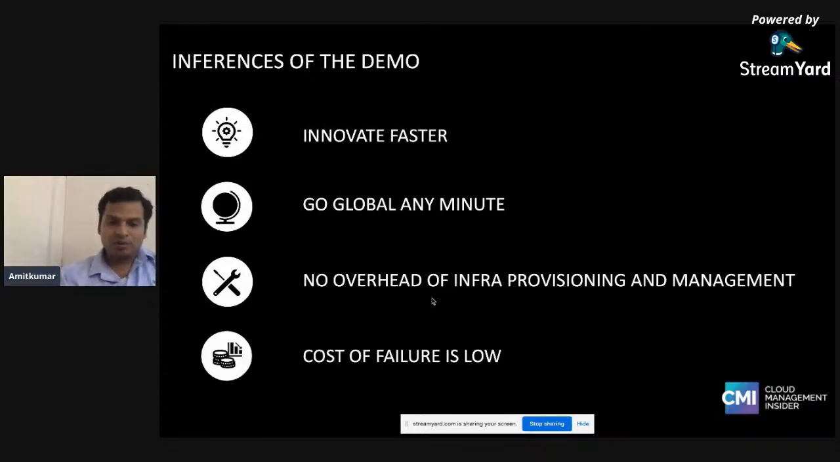Cost of failure is low. Let's say the chatbot that I created, if this was to be created on premise, first of all I would have paid rent for an infrastructure server, procured the licenses, or probably I would have gone for an open source to cut down the cost. And then let's say my chatbot did not work, I did not get enough traction, I was not able to use it, what do I do with it now?